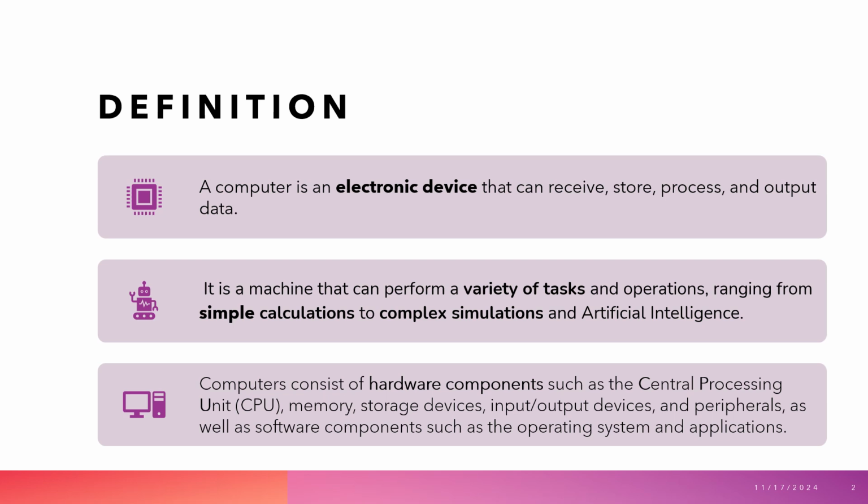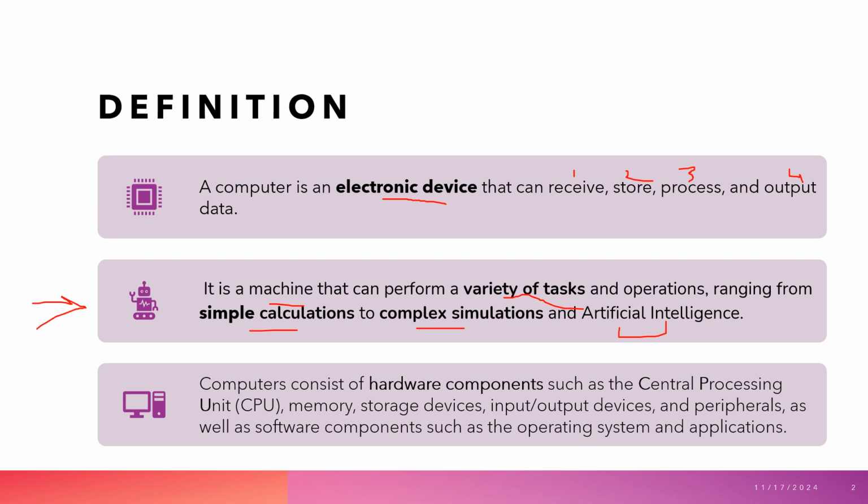Although I'm quite sure we all know what a computer is, if we want to define it, a computer can be defined as an electronic device which is very capable of receiving, storing, processing and outputting data. It is a machine which can perform a variety of tasks and operations. Those operations can be simple calculations or complex simulations. And we all are aware of the buzzword in today's world, artificial intelligence. So in a nutshell, a computer can perform all these operations.